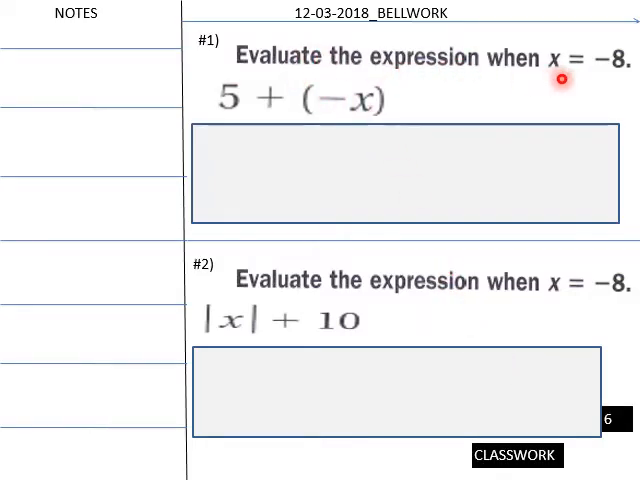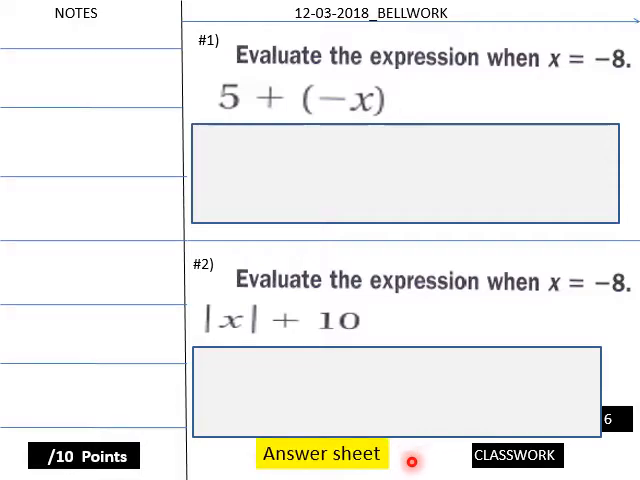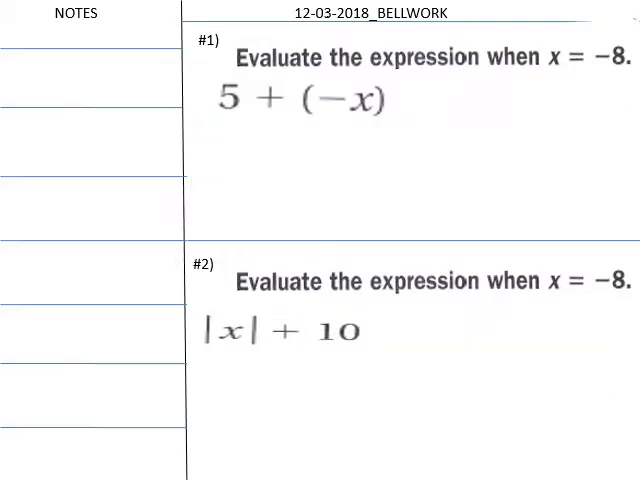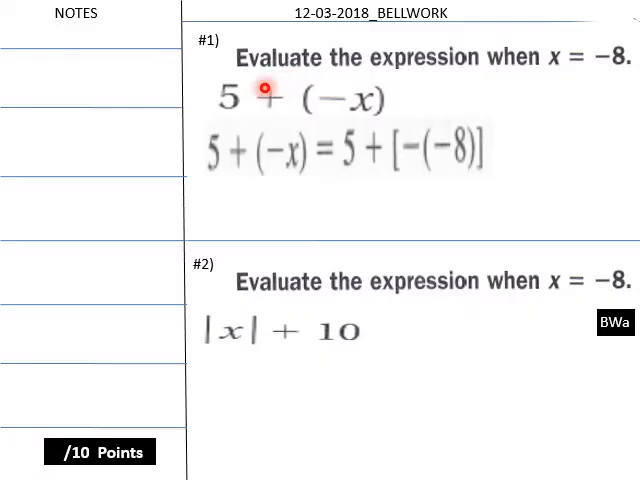Evaluate the expression when x equals -8, and then evaluate this expression when x equals -8 down here. Teachers, give your students about 3 minutes to do this. See you in 3. Okay, welcome back everybody for the solutions for today's bell work up here.